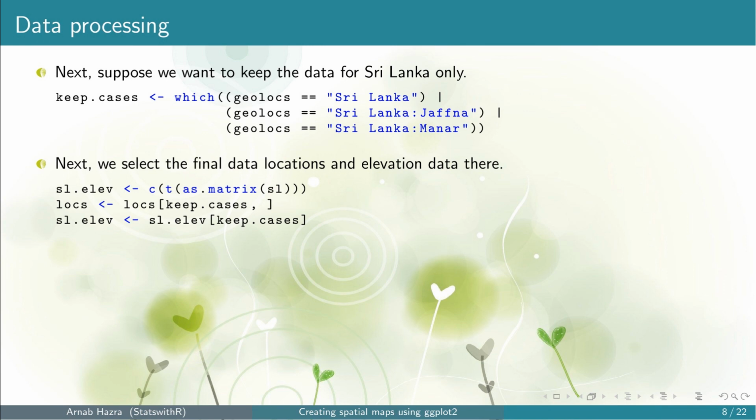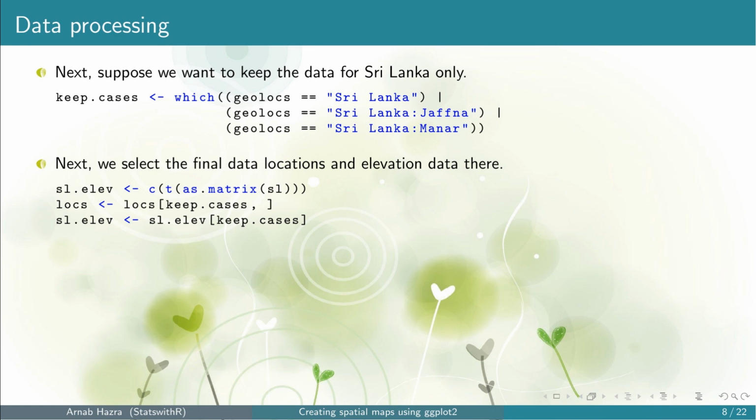Then we filter the rows of the matrix locs, the coordinates, and the vector sl.elev to keep only the pixels representing Sri Lanka. Once we run these codes, the matrix locs would consist of 19,224 rows and the vector sl.elev would consist of 19,224 elements.